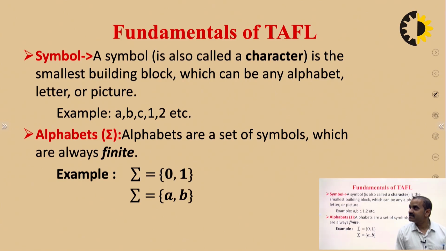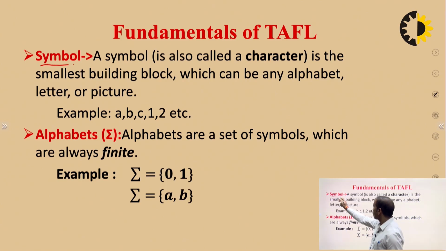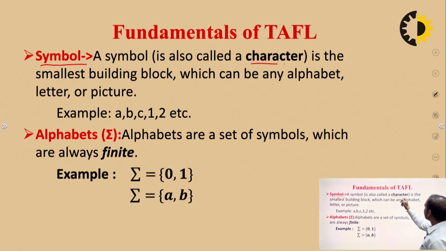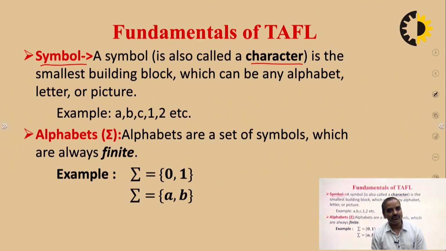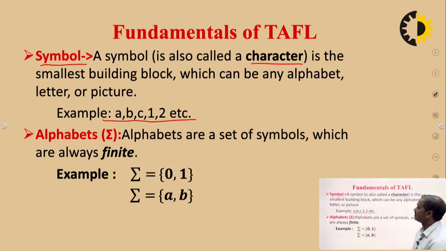The first point is symbol. Symbol means what type of input symbol we have to use. A symbol is also called a character, and in automata we use alphabets, numbers and some special symbols also. In special symbols we use dollar or hash also. This is the example of symbols in which we use A, B, C, that is alphabets, and numbers 1, 2, 3, 4, 5, 0, 1, 2, whatever, but we do not use negative numbers, etc.